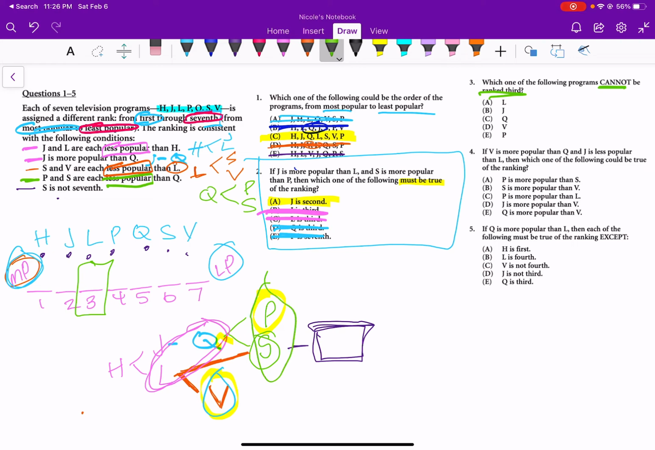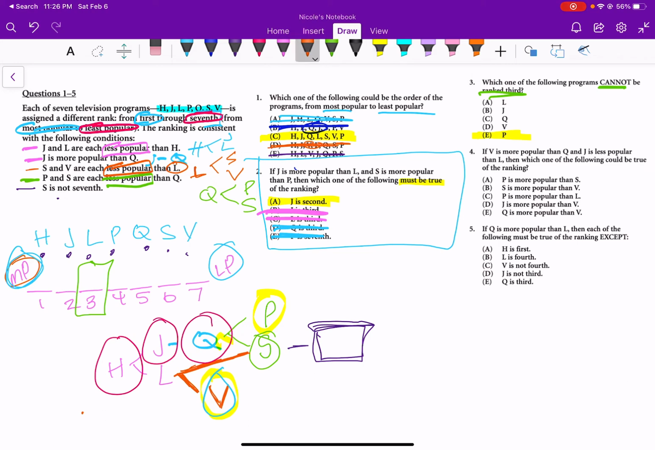P and S, if P and S were an answer, they could not be third because both of these have at least 1, 2, 3 ahead of them. So is P or S an answer? Yes. So it would be P, and I would select that and move on.